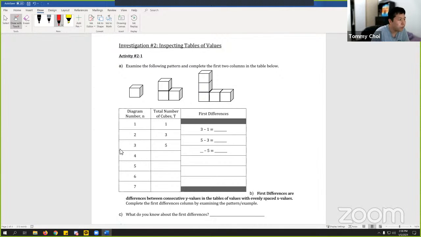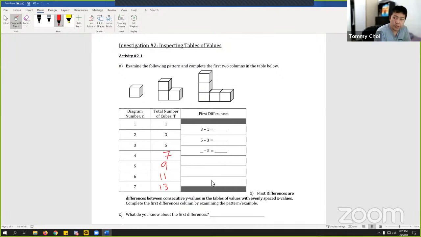So here, let's fill out the table of values. Diagram number 1 has 1 cube, diagram number 2 has 3, diagram number 3 has 5, diagram number 4, well, it's growing by 2 cubes every time. So we can say that has 7, that has 9, that has 11, and that has 13. Because it's growing by 2 cubes every time, we're just going to add 2.